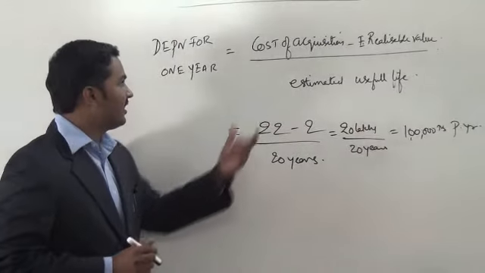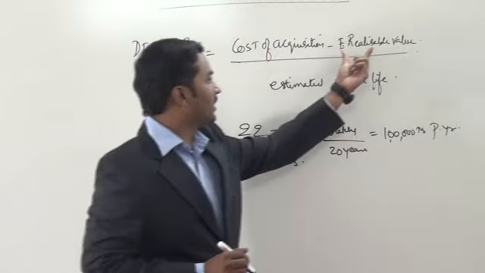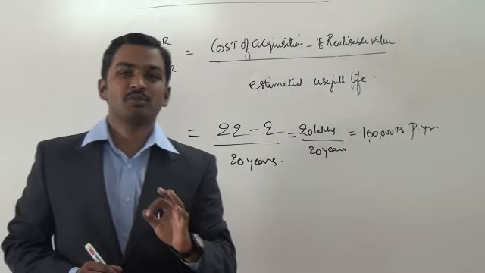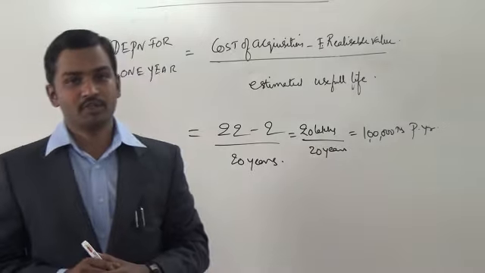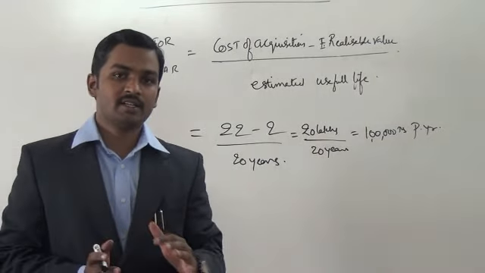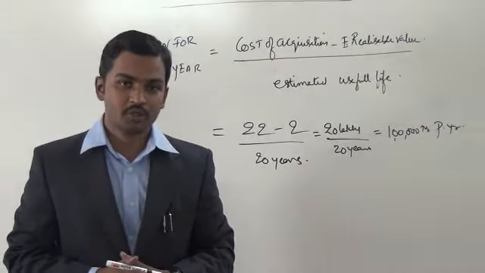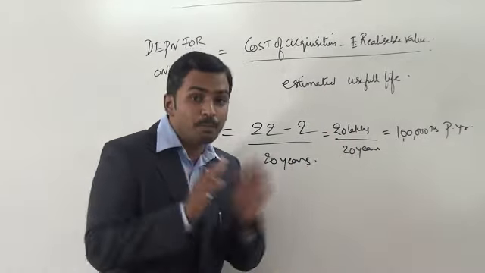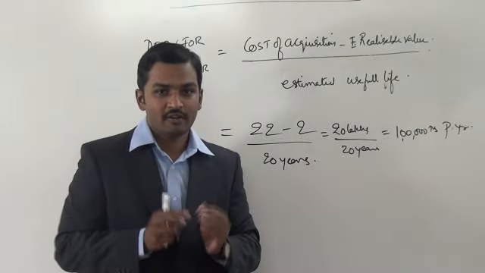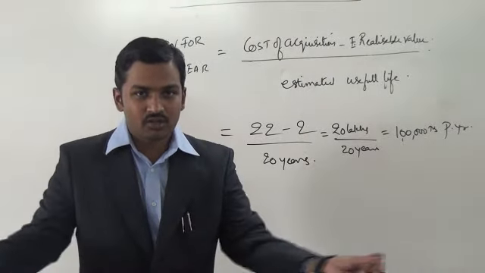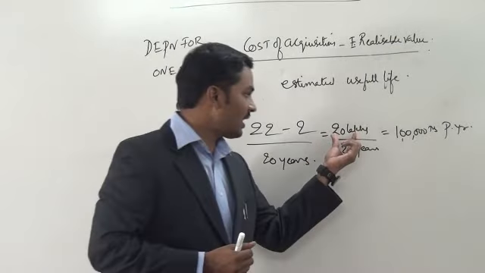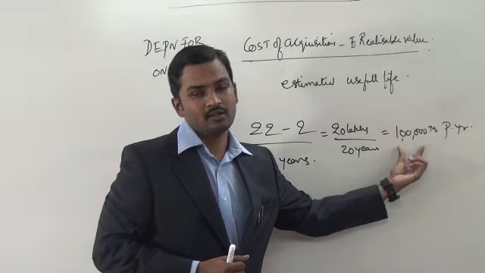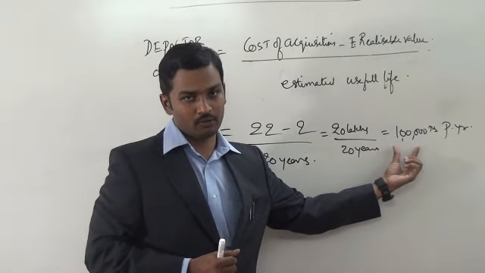Now, technically, cost of acquisition minus estimated realizable value is called as depreciable value. What is it called as? Depreciable value. Cost minus scrap value is called as depreciable value. So depreciable value of the asset is 20 lakhs. It has to be spread over 20 years. We have to allocate the loss over its useful life. 20 lakhs is our loss. We have to spread it over 20 years. So the loss per year is 1 lakh rupees.